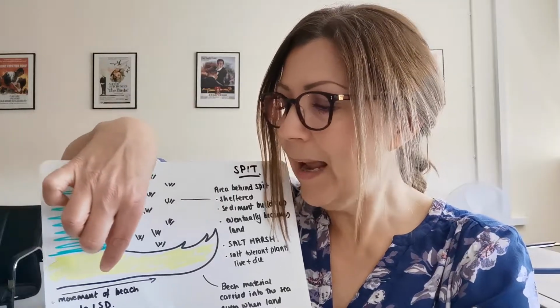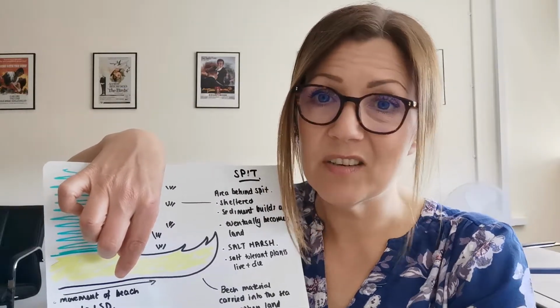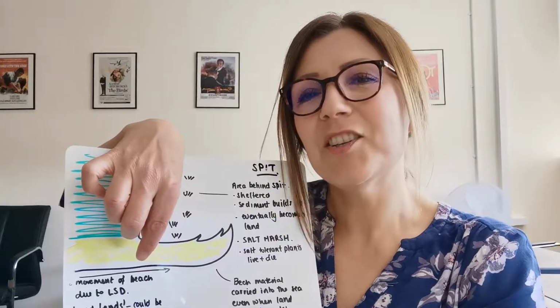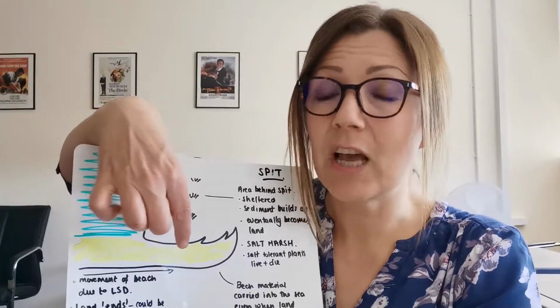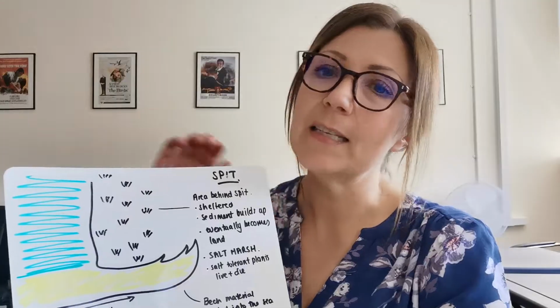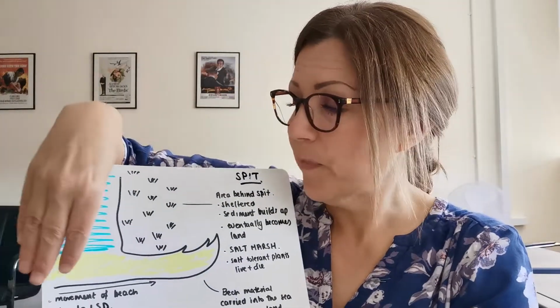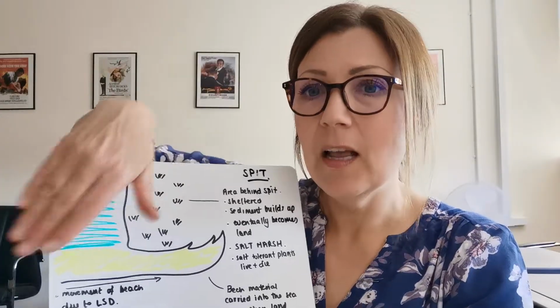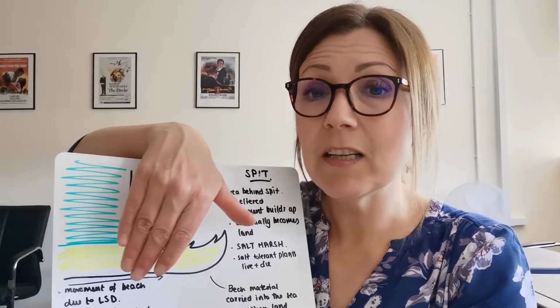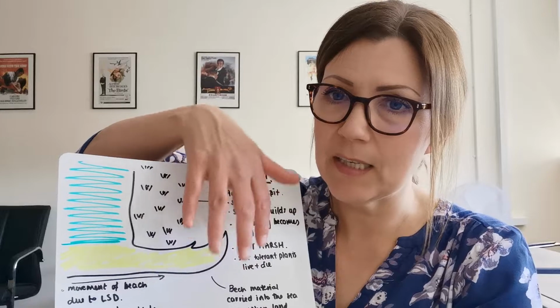And that beach now, because we just use different words in geography, that beach now isn't called a beach anymore. That beach that goes into the sea, which is essentially all it is, that's what we call a spit. So a spit is essentially beach material that has no land at the back of it, that the longshore drift has carried on taking this beach material out into the sea.